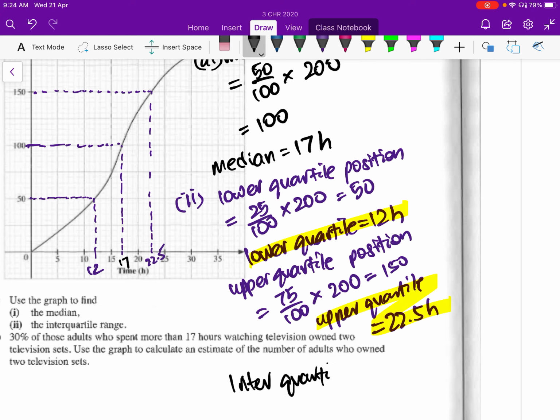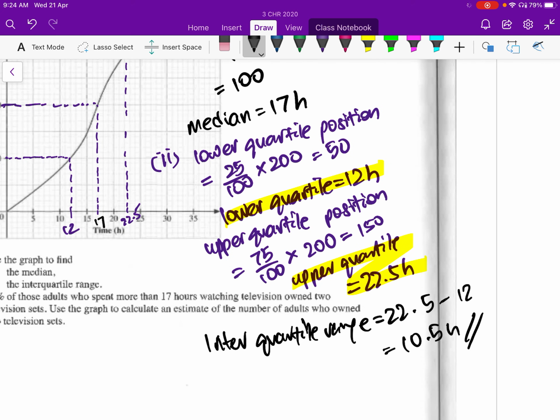Interquartile range must be bigger minus smaller. 22.5 minus 12. So we get 10.5 hours. That's our interquartile range. You need to know the process of finding the lower quartile position. Then you can find the lower quartile. You need to find the upper quartile position. Then you can find the upper quartile. Then you can subtract and you get the interquartile range. So a few steps involved over here. That is why interquartile range is worth 2 marks.